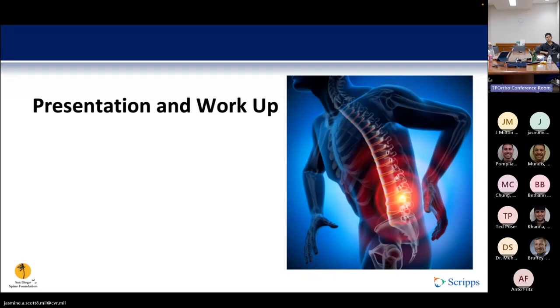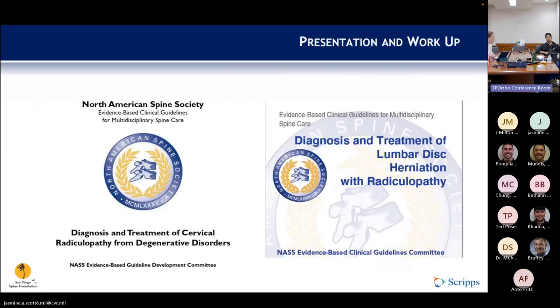So transitioning to the next part of the talk: how do these patients present, and what is our workup going to be for them? The North American Spine Society has evidence-based clinical guidelines for both the cervical spine, which you can see on the left, and the lumbar spine on the right. These are just intended to be guidelines and recommendations, and they're very specific in the preamble that they do not represent the standard of care.